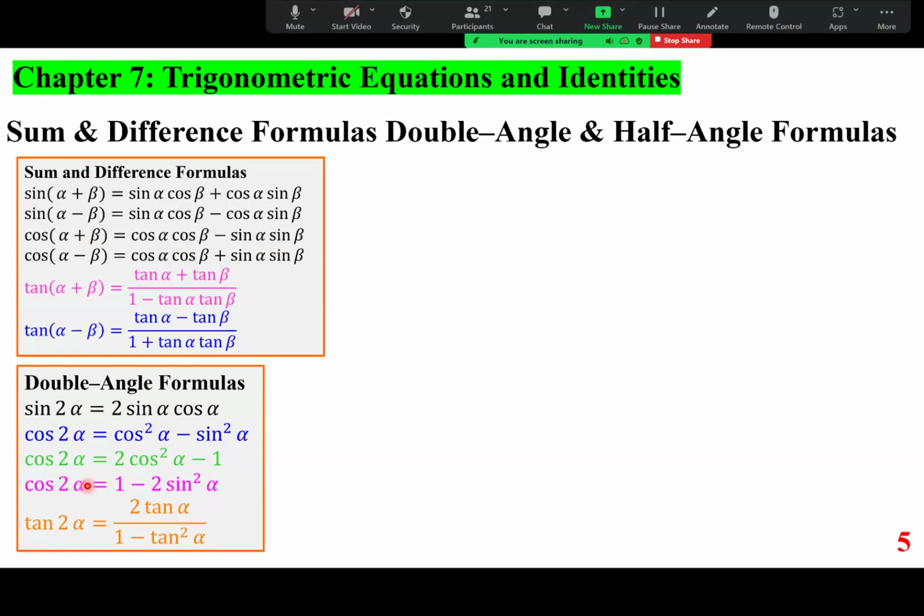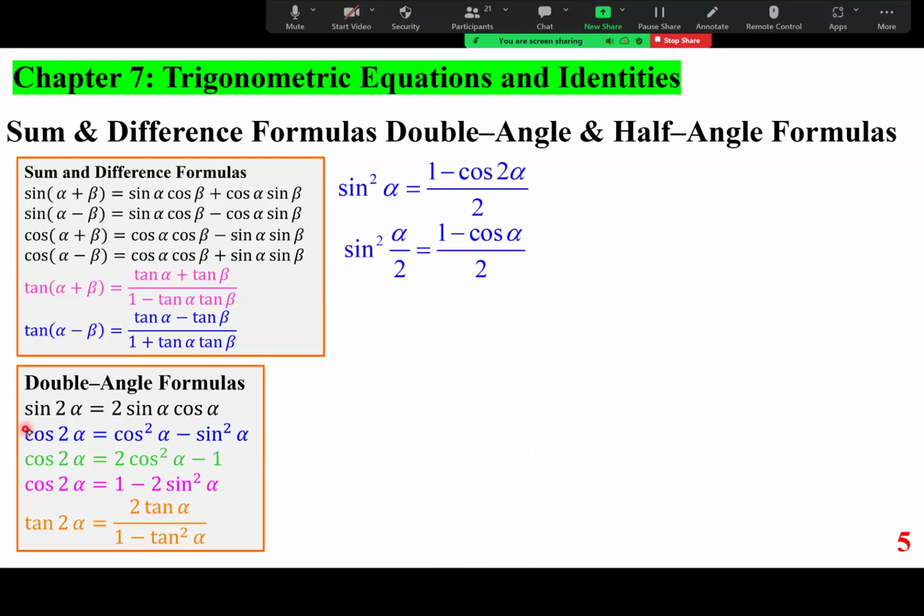And tan of 2 alpha, over here, tan of alpha plus beta, change this to alpha and change the beta to alpha, 2 tan alpha over 1 minus tan squared alpha. I'm showing you how we can go from here to here. Now, how do we go from here to ultimately half angles?